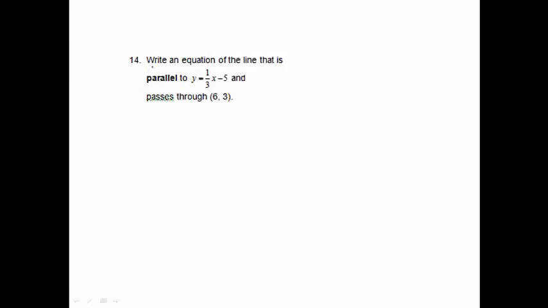Okay, number 14, write an equation of the line that is parallel to y equals 1/3 x minus 5 and passes through the point 6, 3. Right, we know that if a line is parallel, they have the same slope. So the slope of the y equals 1/3 x minus 5 is 1/3. We don't care about the minus 5, so we know our slope is 1/3. We also know that our x is 6 and our y is 3, so now we're ready to find the equation. We'll have y equals mx plus b.